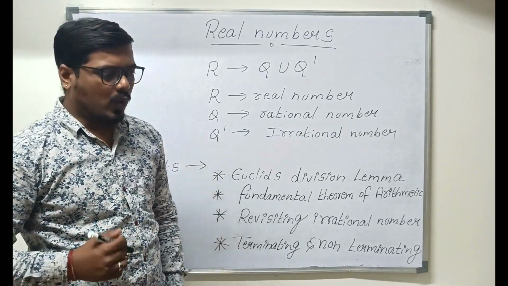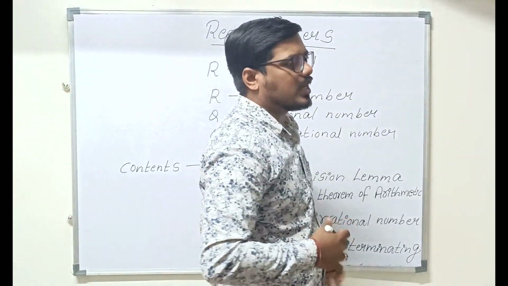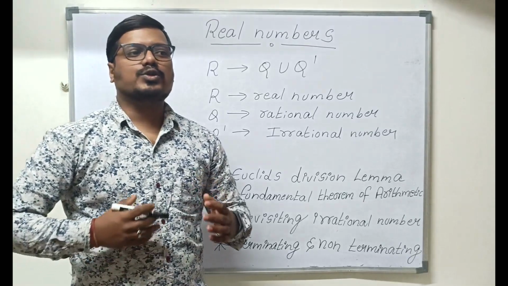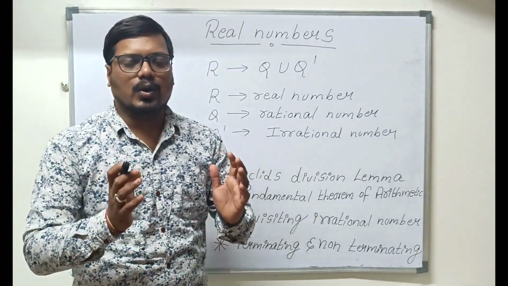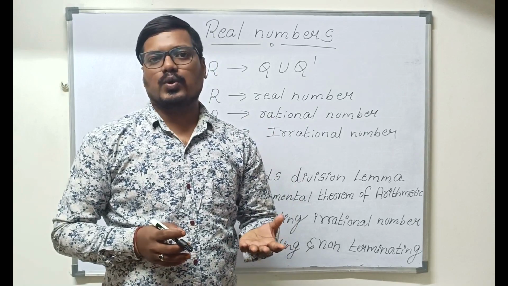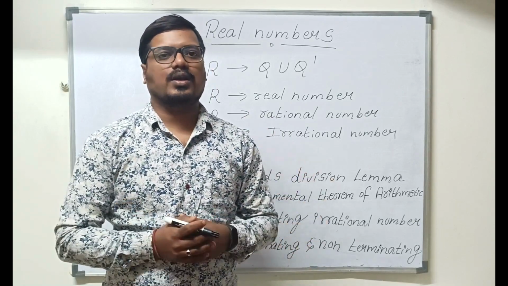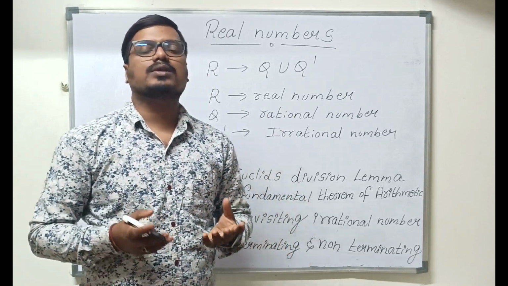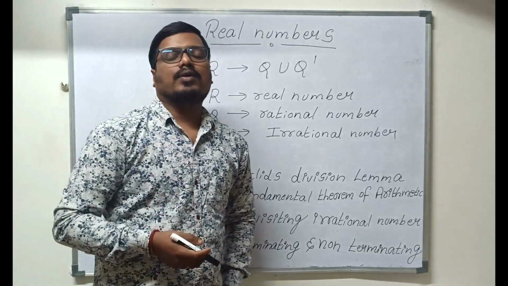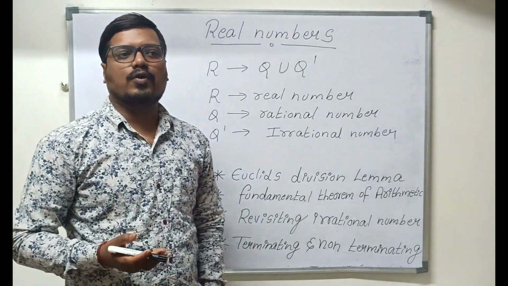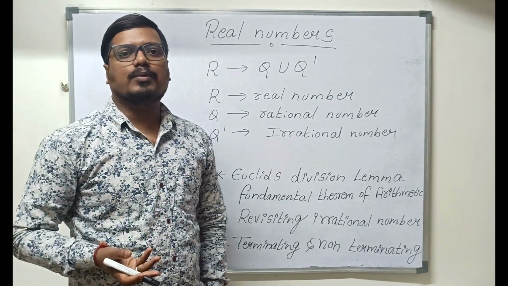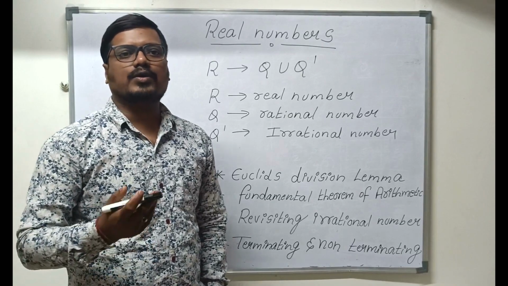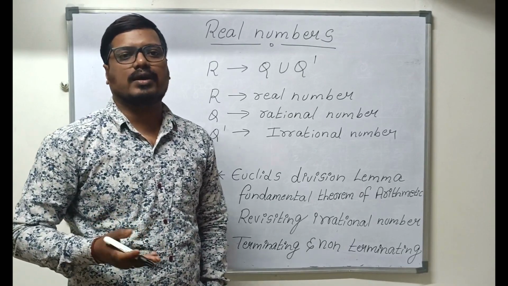What is a real number? What exactly does a real number mean? There is a continuation in your studies from grade 1 till grade 12. First you would have learned about natural numbers, the counting numbers. Then whole numbers, including 0 and the natural numbers. Then integers, which are natural numbers, whole numbers along with negative numbers. Then rational numbers, which can be written in the form p by q. Then irrational numbers, such as square root 2, square root 3, square root 5, square root 7, that is, non-terminating, non-recurring numbers.